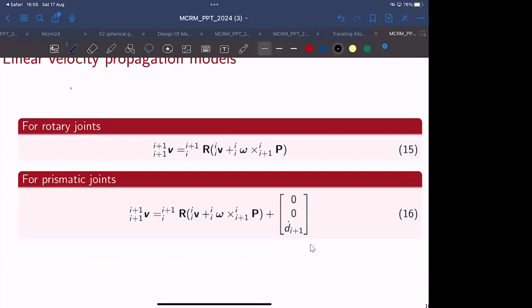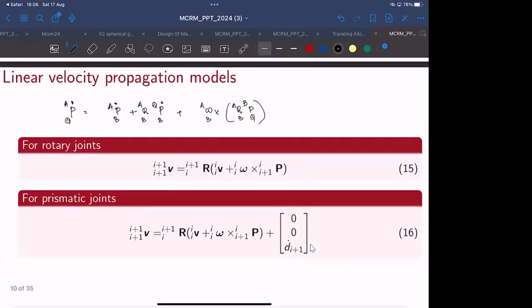So, velocity of Q with respect to A is velocity of B with respect to A plus what are the remaining terms? The velocity of Q with respect to B, and we have to multiply that with the rotation matrix, plus omega cross rotation matrix multiplied by the position vector, right? And our frames of reference were this.